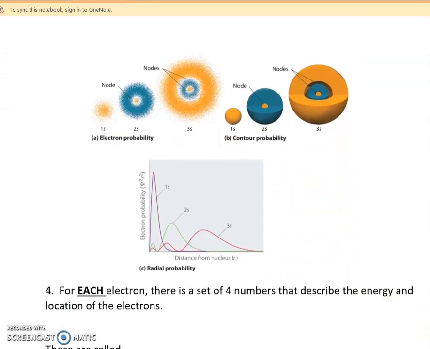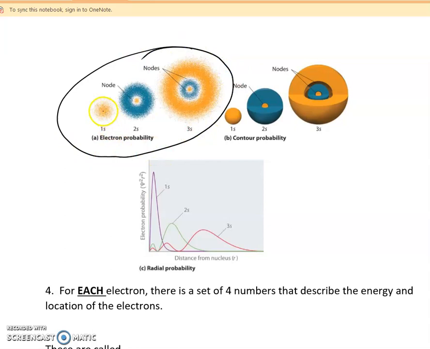Now here, I just have some examples of different kinds of dot plots, so that you can just see what those look like. Here we have the dots, it's more dense in the center, so we're going to find the electron most likely there. Here's the 1s, here's the 2s, and we can see that there's one node in the 2s, and if we go to the 3s, we see the 2 nodes.